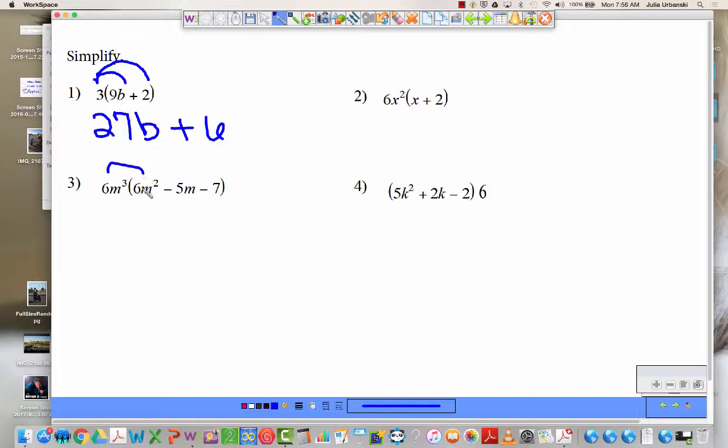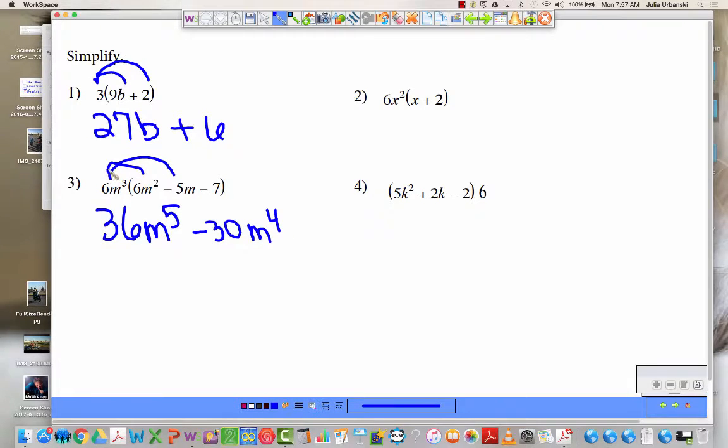So this one, it looks like 6 times 6, and that's going to be 36, and then we have n to the what? Say it again? To the 3rd, and then also times m to the 2nd there, so what's the total going to be? M to the 5th. You multiply the 6's, you add the exponents, n to the 5th. And then we have 6 times negative 5. Negative 30, but then we have n to the 3rd and n to the 1st. Good, n to the 4th.